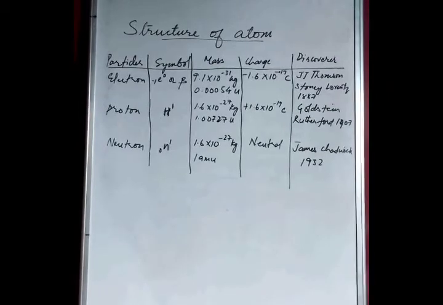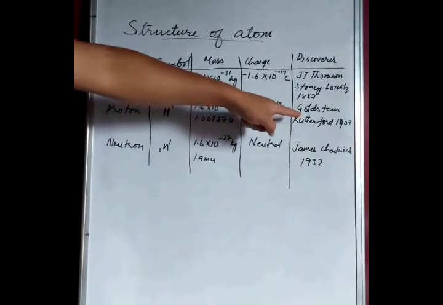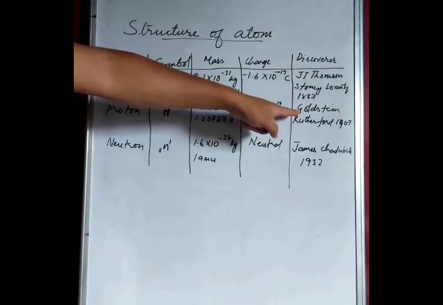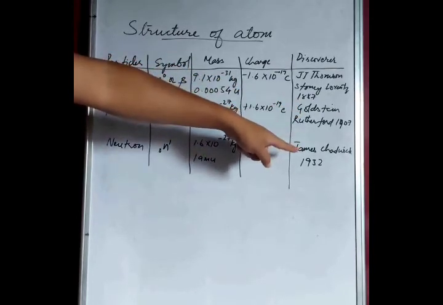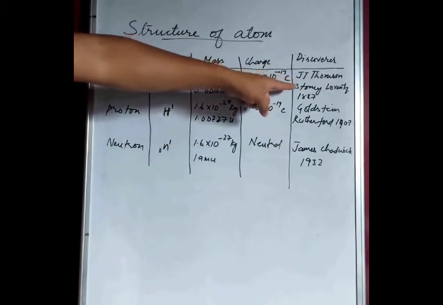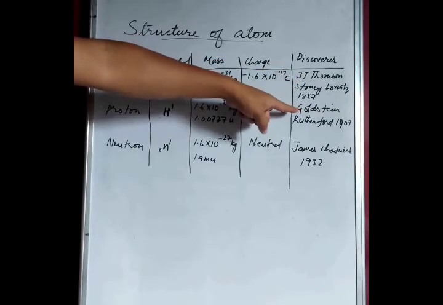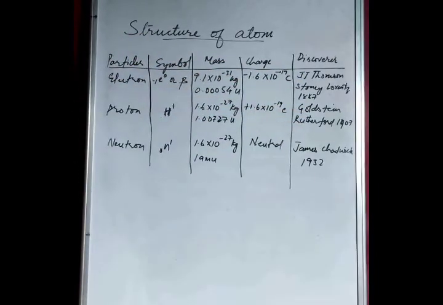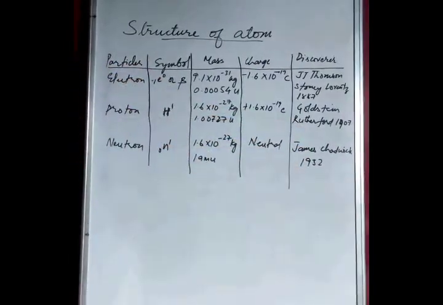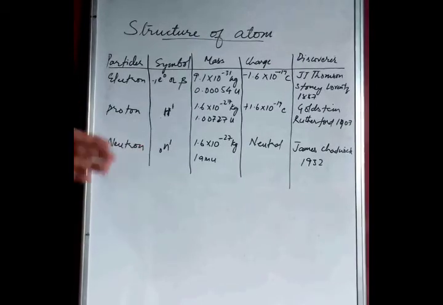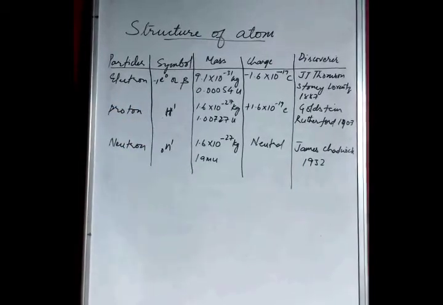If I'm not mistaken, Goldstein was the student of Thomson, and Chadwick was the student of Goldstein, or Rutherford. I think Rutherford, if I'm not mistaken, something like that. So you can refer to the readout that I've provided you.